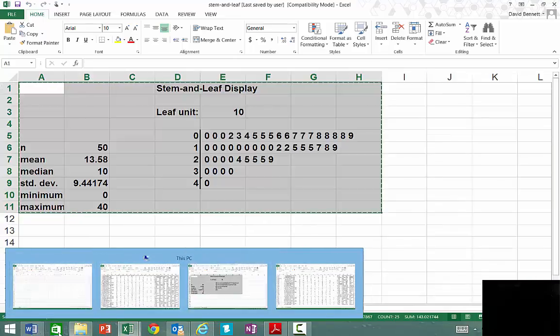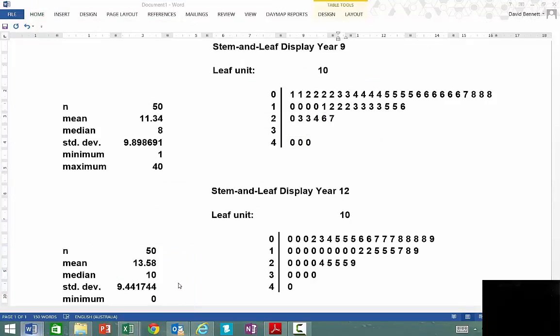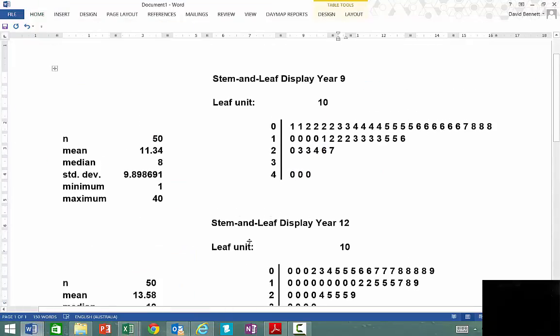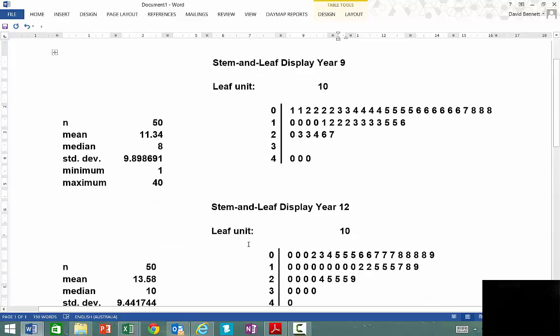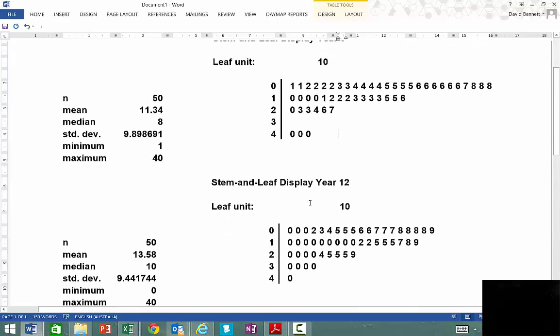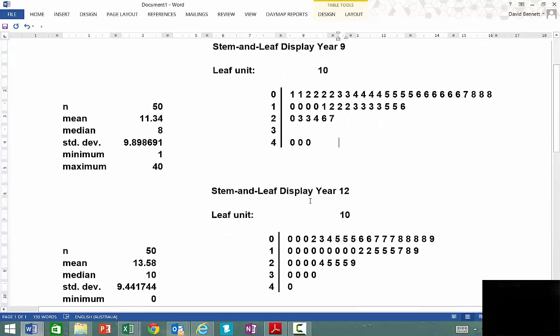So if we go back to our question, we've got to have a question about something we're investigating. So my question might be something like this: do students in Year 9 use the computer as much as students in Year 12? Alright, so I've collected two samples of 50 students and here are my two stem and leaf plots. I've got my Year 9 data at the top, I've got my Year 12 data at the bottom. What we can talk about here is we've got the same sample size.